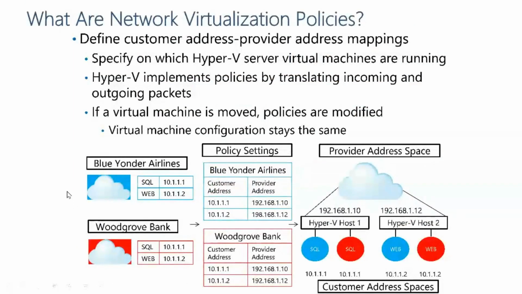So basically, if we give you a scenario, we've got Blue Yonder Airlines and Woodgrove Bank. Instead of a Blue and Red company, these are two different companies. They both have a web and SQL Server, a pretty common combination for web applications. We have these policies, where the host is 10, and these are the policy settings: provider address and customer address, and obviously the customer address can be reused. You can see it's identical, but the provider address is what's in the physical infrastructure. We can define the provider address mapping, specifying on which Hyper-V the virtual machines are running. The Hyper-V implements the policy by translating incoming and outgoing packets between the physical and the software-defined network. If a virtual machine is moved, the policies are modified, but the virtual machine configuration stays the same.